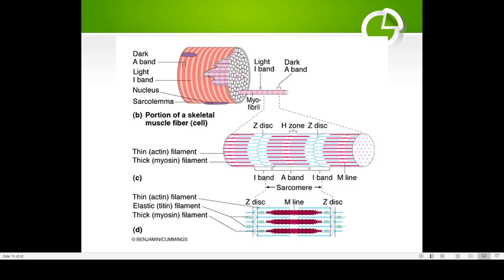And the I band shows the region where only actin filament is present. So the region where only actin filaments are present will be shown as the I band. The region where both actin as well as myosin are present will be shown as an A band, or a darker region. So that is how the muscle exhibits the A band as well as the I band, or darker region as well as lighter region.